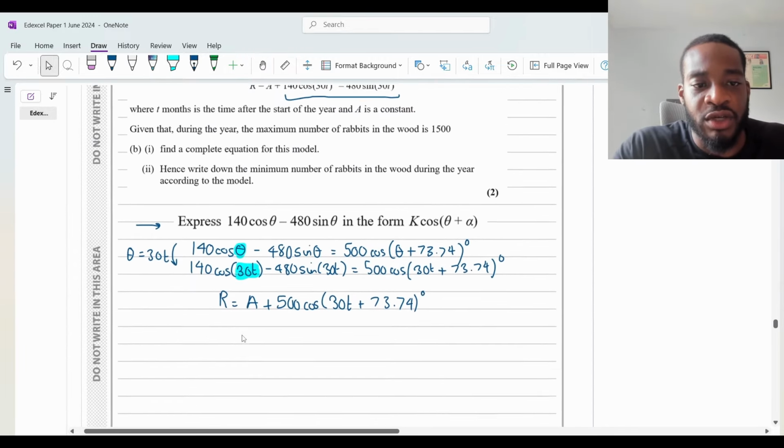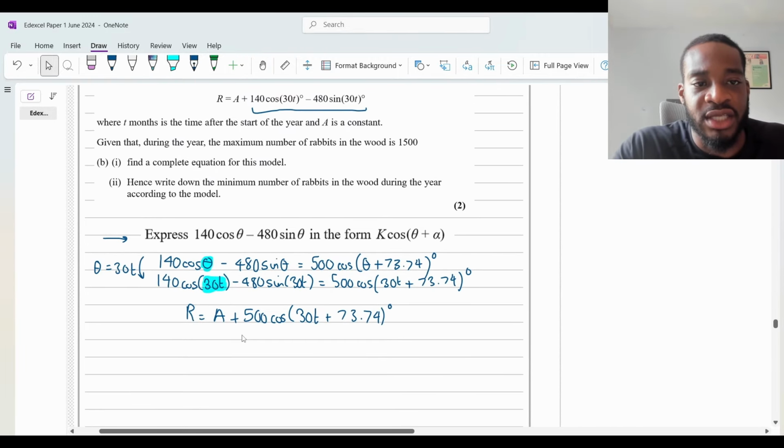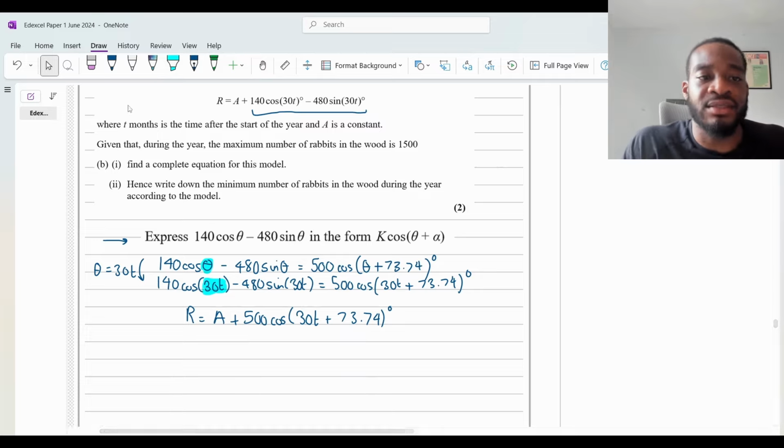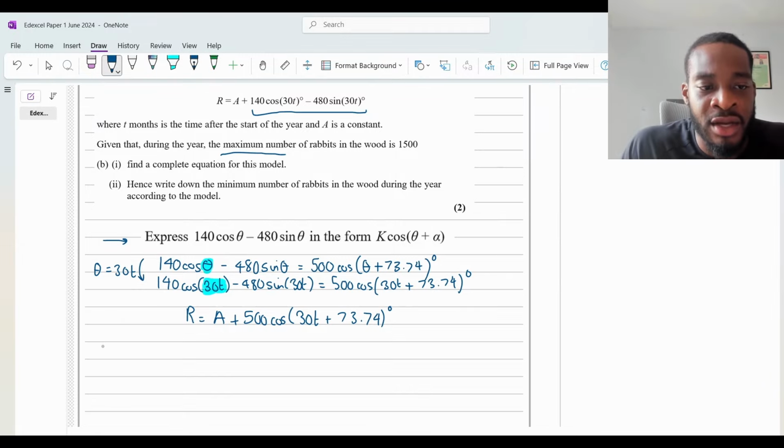The reason why that's helpful is because we want to figure out what that constant A is, and they did tell us something about the maximum. Given that during the year, the maximum number of rabbits in this wood is 1500, we know what the maximum must be. I'm going to write R max is equal to 1500. So if I use that, that will be 1500, that will equal A plus 500.